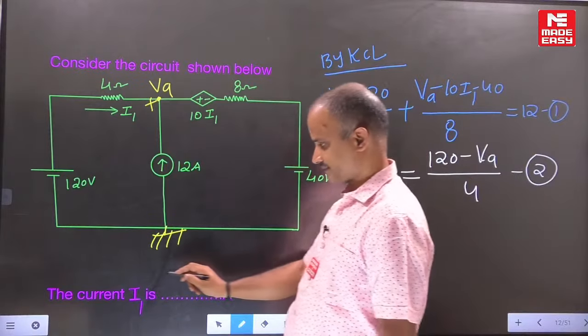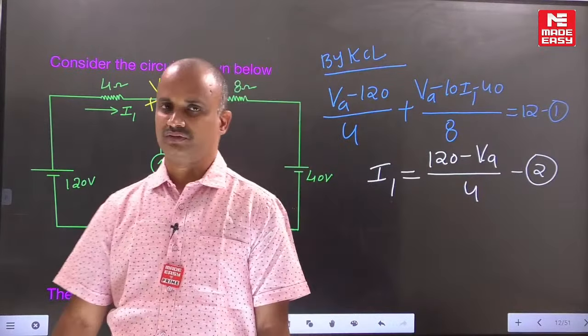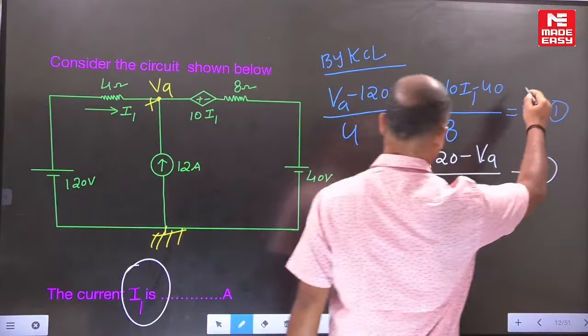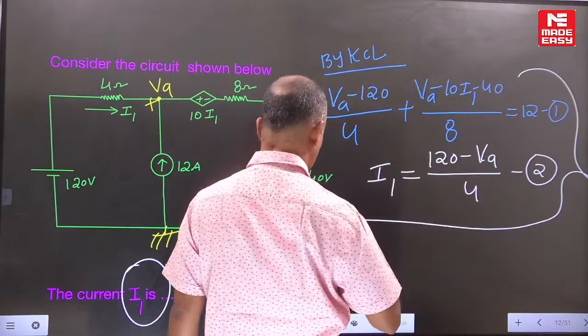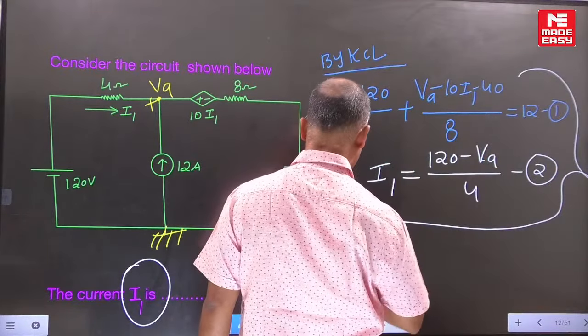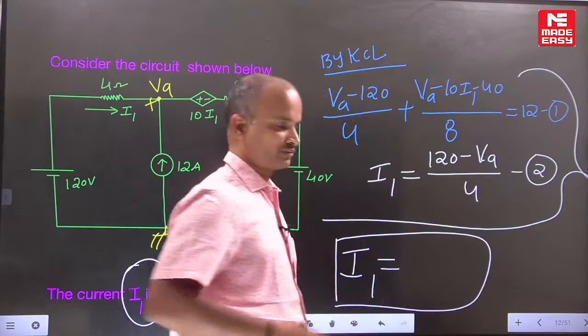In the question, what is asked is the I1 value. Our requirement is the I1 value. Now I have given the two equations. With the help of these two equations, can you find the I1 value? Do it. I gave all the hints.